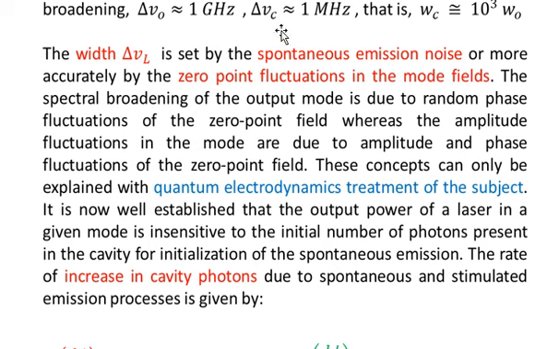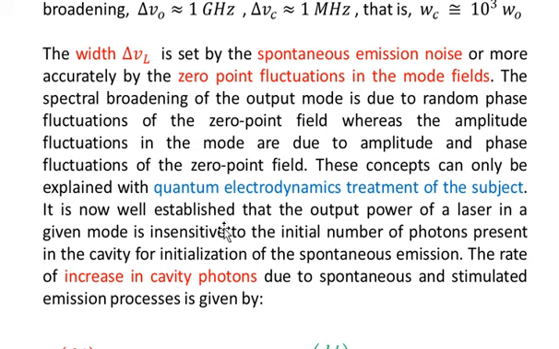So these are the quantum electrodynamics descriptions. The spectral broadening of the output mode is due to random phase fluctuations of the zero-point field, whereas the amplitude fluctuations in the mode are due to amplitude and phase fluctuations of the zero-point field. These concepts can only be explained with a quantum electrodynamics treatment of the subject.